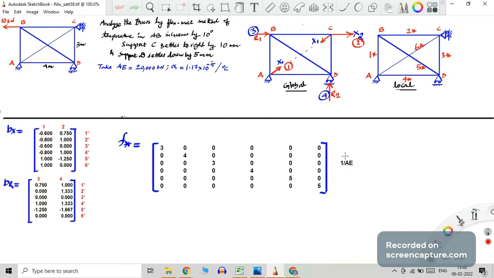Now you need Fx, that is the unassembled elementary matrix. That's a single diagonal matrix. You know that, 3 4 3 4 5 5, that is 1 star, 2 star, 3 star, 4 star, 5 star, 6 star. That is L by AE. AE is the same for all elements, so 1 by AE has been taken outside. L is kept inside. So length of the first element is 3 meters, second is 4 meter, third is 3, fourth is 4, fifth is 5, sixth is 5.